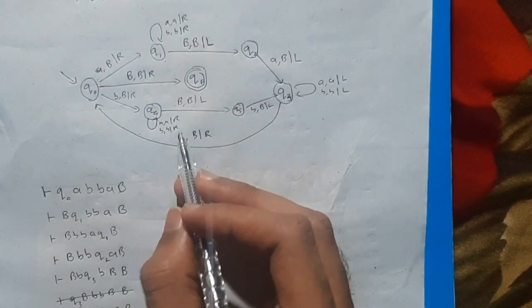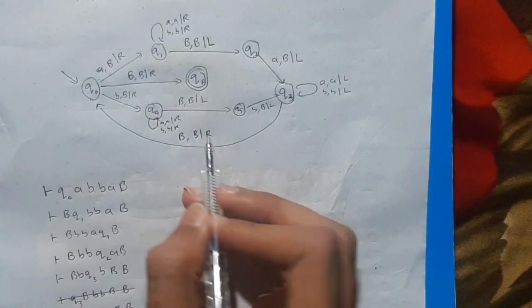I'll move to which state? Q3. So therefore I'll write here b, then q3 on b, and this will be turned to capital B, and here also bb. Q3 on B is nothing but again I will reach Q0, and it is the right position, so I will move to the right. So it will be BB and Q0 BB B.